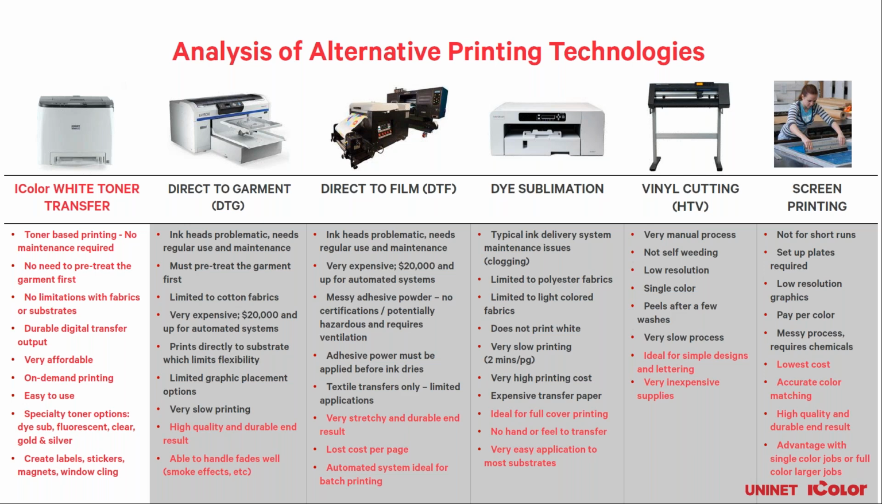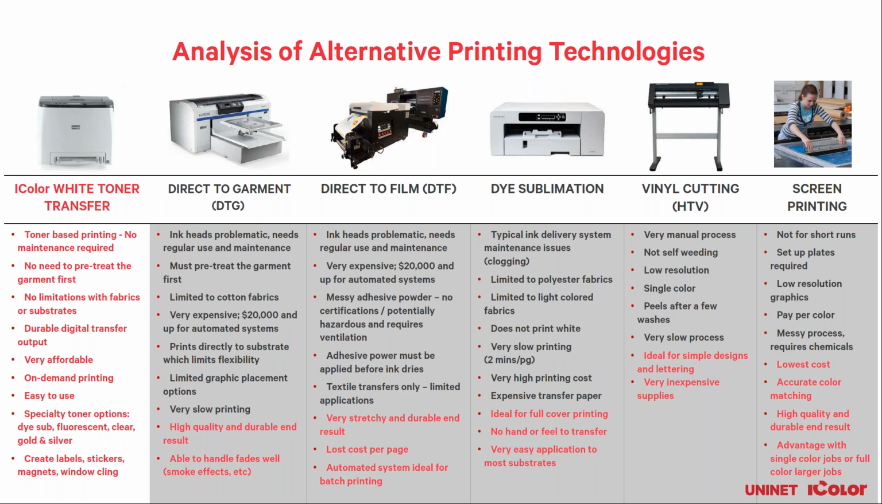Specifically on DTG, you have to pre-treat your garments, and they're limited to cotton. Typically, these machines are pretty expensive, and you print directly to the substrate, leaving you with a limited flexibility. Whereas with white toner, you can print not only onto garments and textiles, but hard surfaces, pretty much anything that will survive the heat of a heat press. And then you have other options with that, like water slide, where you don't even need heat at all.